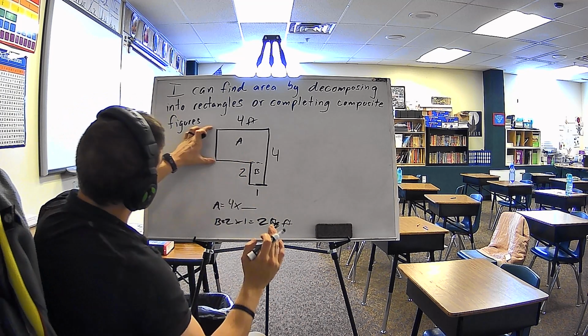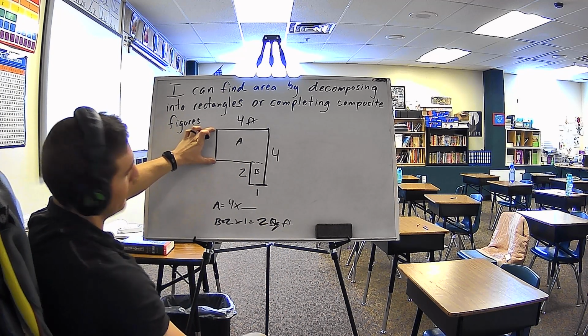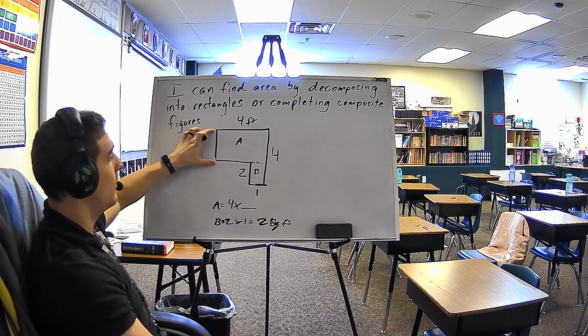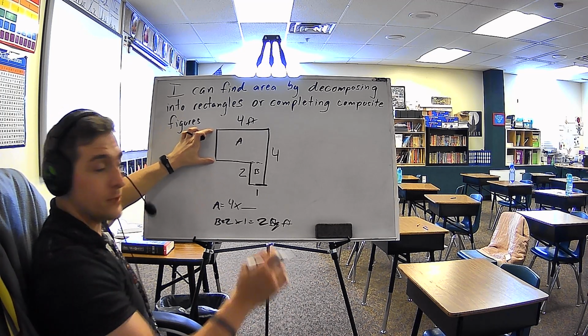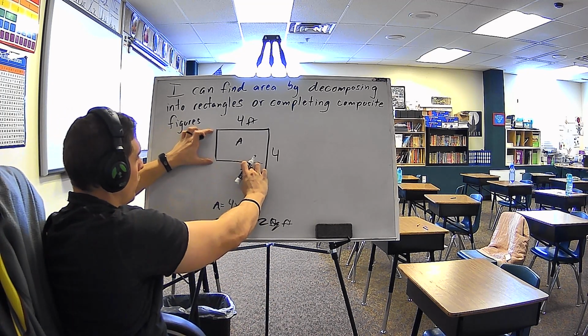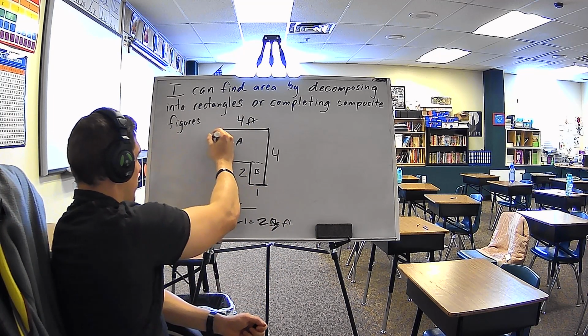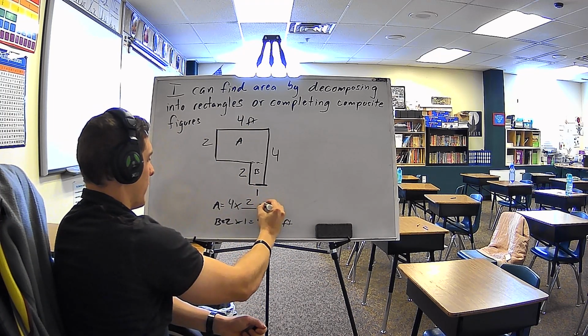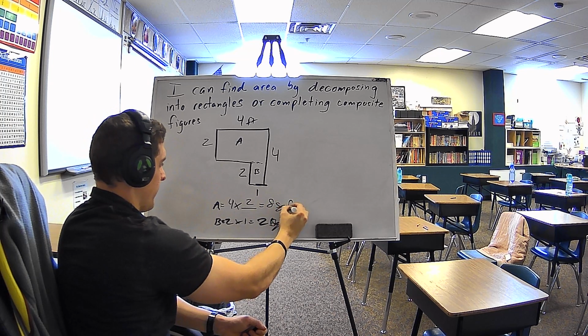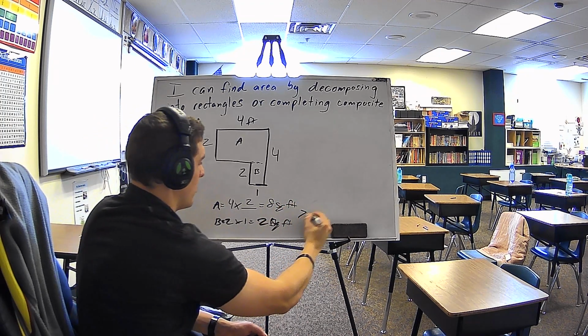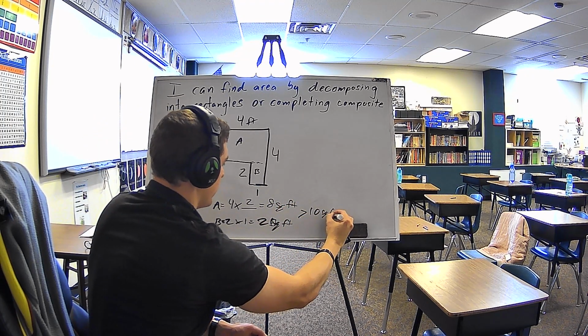Now we do have to find this length right here. And just going off of things before, if I know that this is 2, 2 and what equals 4? So that would be 2. So 4 times 2 would be 8 square feet. Add them together real quick, that would get you 10 square feet.